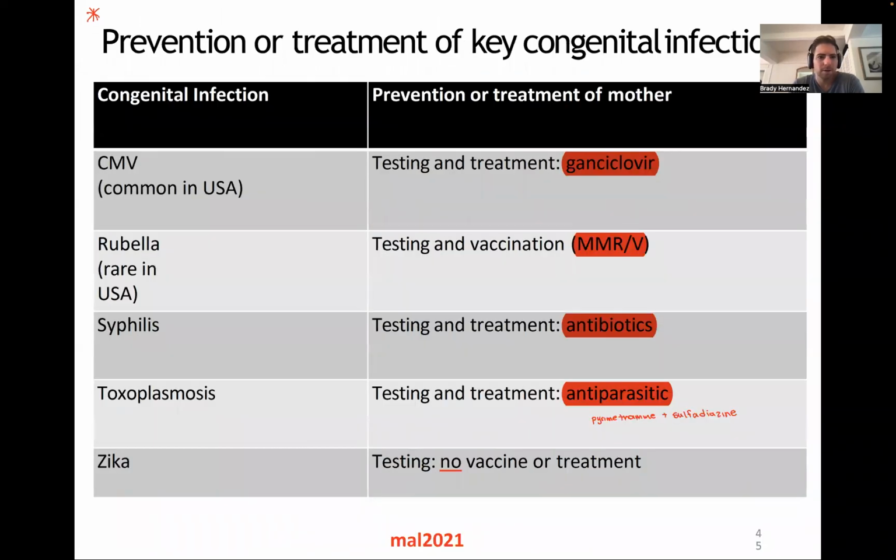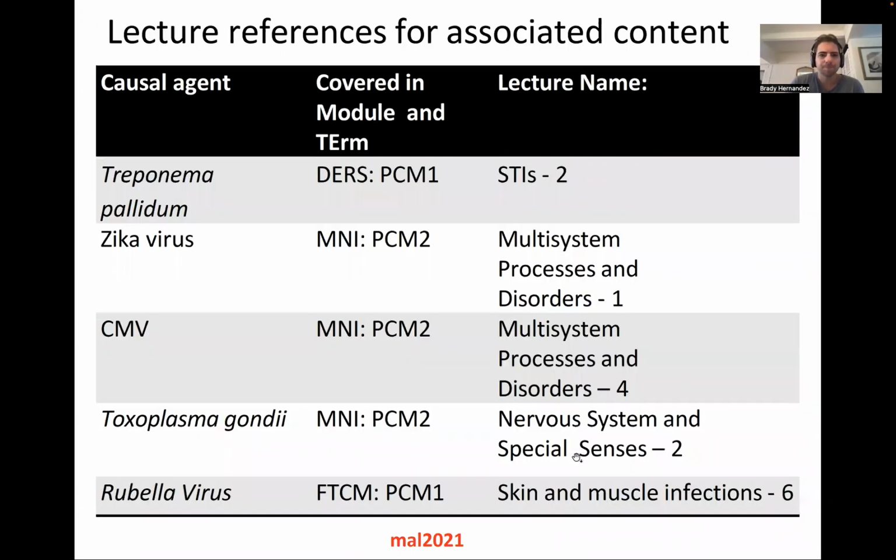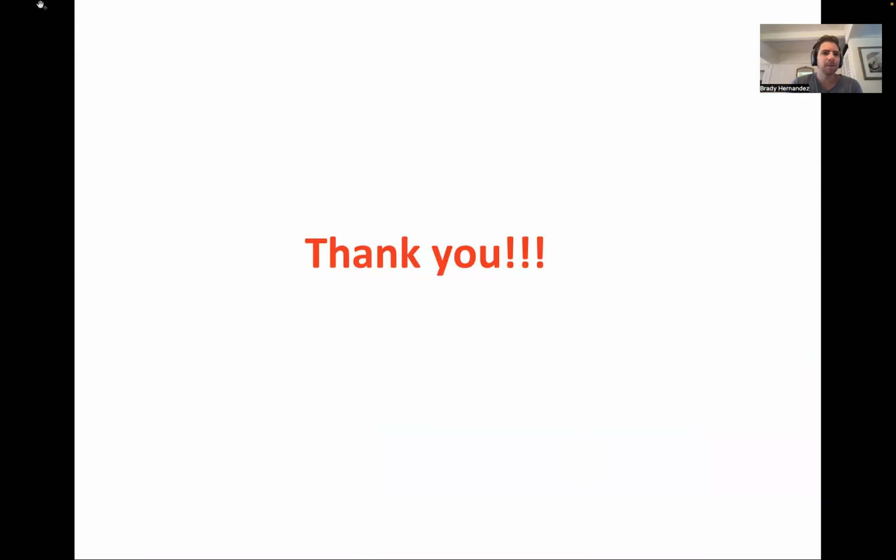I don't know. Some of the treatments you can give. CMV, remember, you don't want to give acyclovir. That's for HSV. Give ganciclovir or valganciclovir, which is a precursor to it. Rubella, obviously, you want the mom to be vaccinated there. Syphilis, just penicillin. Toxoplasmosis, pyrimethamine or sulfadiazine. All right, good.